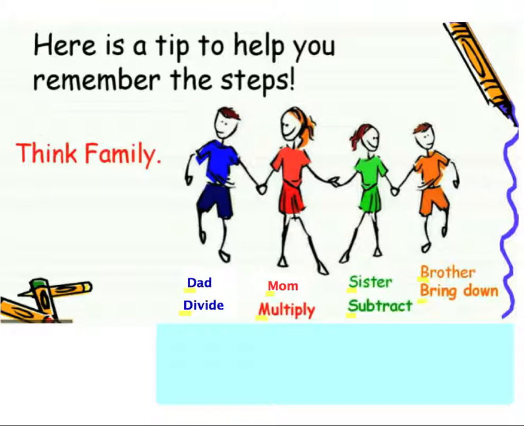And I always encourage students to write down these steps because while you're dividing, they're very important to you, okay? So when you do long division, think of your family. Dad, mom, sister, brother. They have to go in that order because that's the order of the steps. Please stop the video and write down these 4 family members: dad, mom, sister, brother.